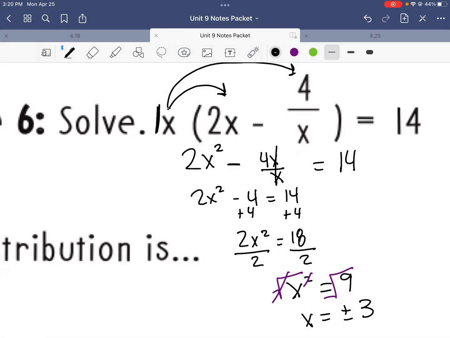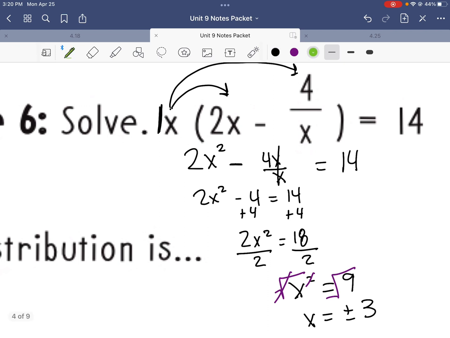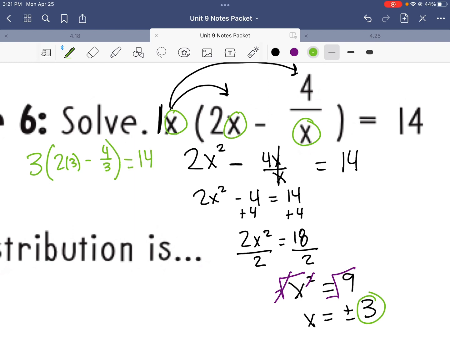And you can always double check these. So if we go back and plug these into the original equation. So I'm going to check 3. So we can take this 3 and plug it in anywhere we see an x. So we could do 3 on the outside here, times 2 times 3 minus 4 divided by 3 should equal 14. So we can either distribute or we can put it in our calculator. It doesn't really matter. I'm going to go ahead and distribute. So 3 times 2 times 3 would be 18. Okay? 2 times 3 is 6. 6 times 3 is 18.